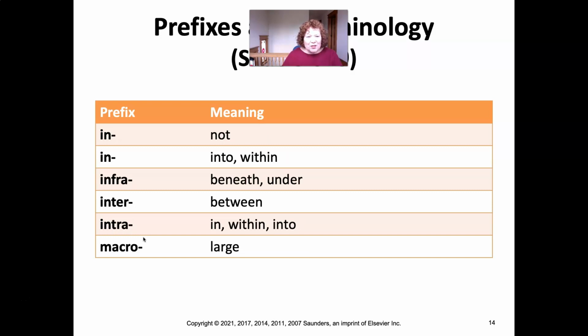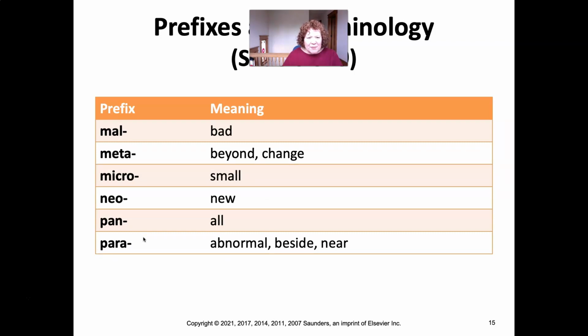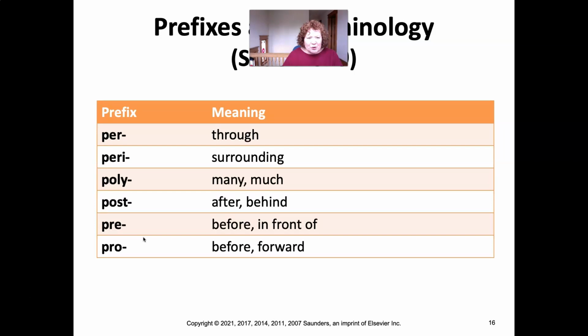In can mean three things. It can mean not, into, and within. Fun to try and memorize that one. Infra, inter, and intra. Again, inter is different than intra, and intra is different than infra. So watch out there. Macro, mal, meta, micro, neo, pan, para. Par and peri. There's a one-letter difference there, so watch out because they do have different meanings. So par and peri, watch out for that.